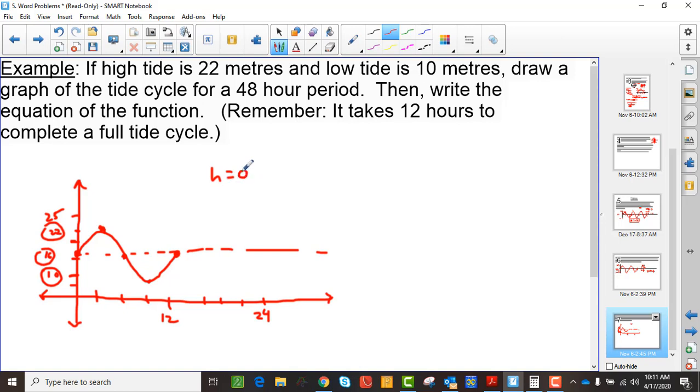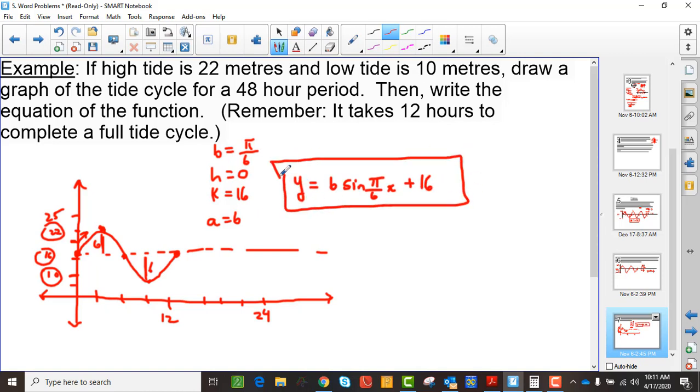If we just look at this first set, just so you can get an equation, we know that h is 0 because we're starting in the middle and going up. We know that k, the middle, is now 16. We know the amplitude then is 6, because it's the difference between the middle and the top or the middle and the bottom. And the b value is always going to be pi over 6, because it takes 12 hours to complete a full cycle. So my equation becomes y equals 6 sine of pi over 6 x, plus 16. That's my equation.